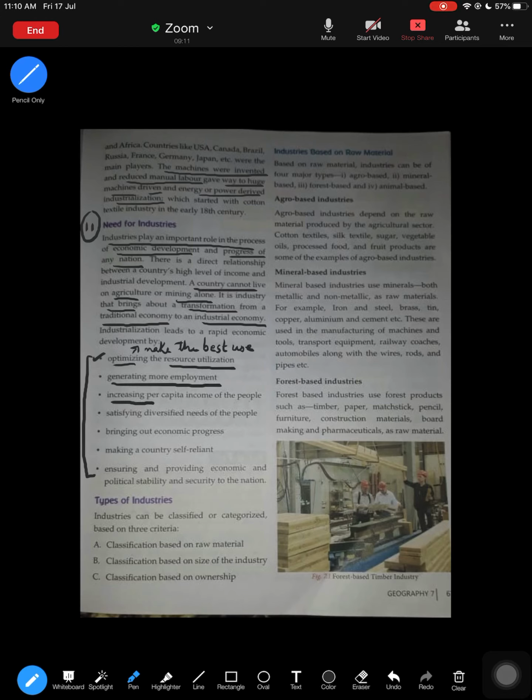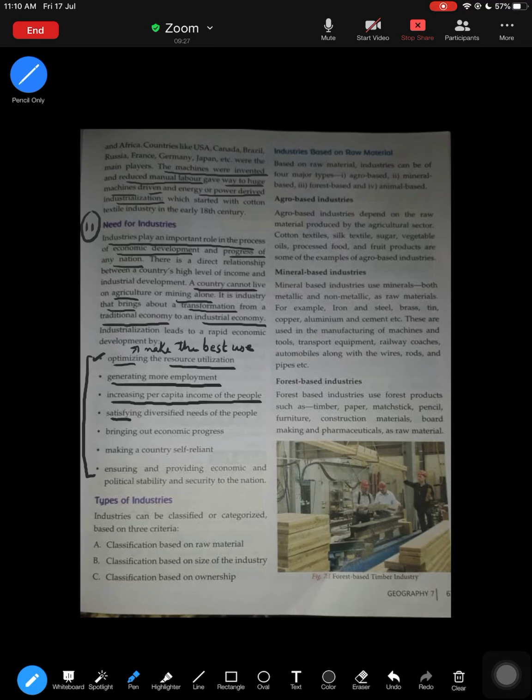Third, industries help in increasing per capita, meaning per head income of the people, because they will be employed. So automatically per head income of all the people is going to rise, which is good, because the standard of living is going to get better. So that is how the country will develop.